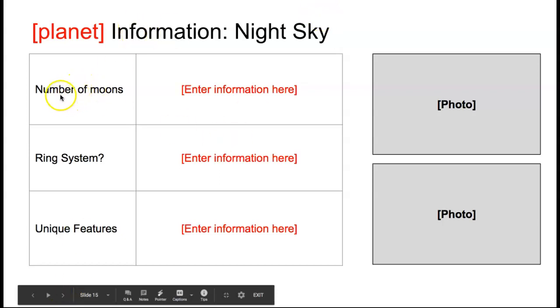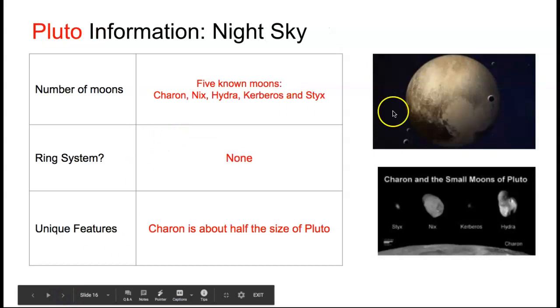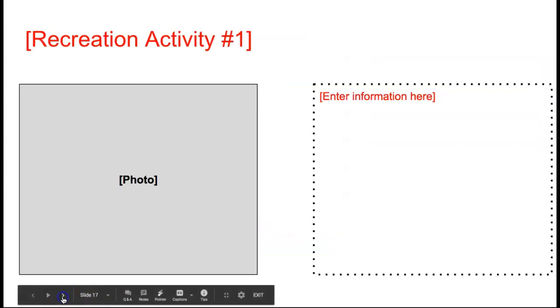Information in night sky is what I call it. Number of moons, rings, one other unique feature about the planet, some pictures. If there are no rings, then it will say none. So as you can see, Pluto has no rings. It has 5 moons. And I had one feature about the moon, Charon, which is about half the size.